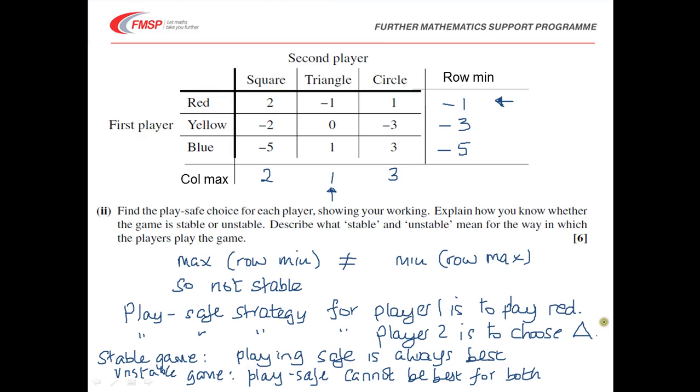So you got 1 mark here for saying that it was best for player 1 to play red and player 2 for the triangle. You got another mark then for showing that the game was not stable, because the max of the row min is not equal to the min of the row max. And then you got a mark for each of these, explaining what a stable and an unstable game was. So 6 marks in total for that.